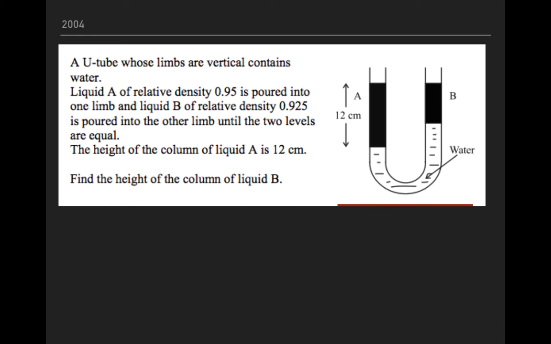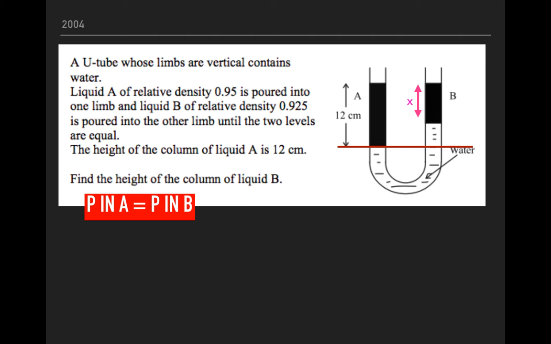So we need to put in our reference line. First of all, we go as high up as possible so that the liquid in both columns is still the same at the reference point. So it's that high. Now we have column A and B. The pressure at A should equal the pressure at B. And you'll notice there that I've labelled the height of B as X because that's what we're looking for.